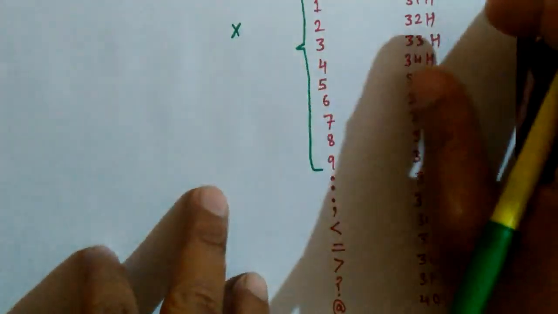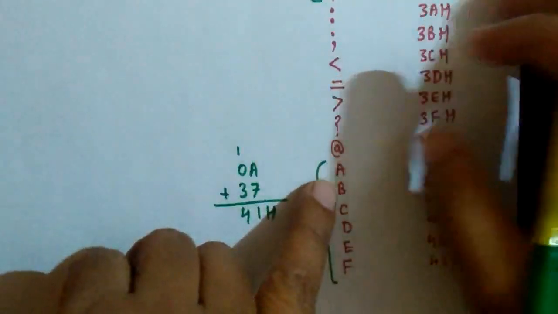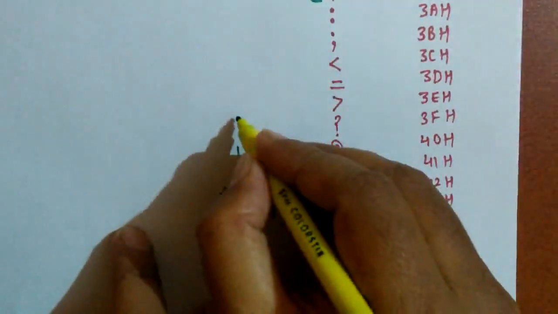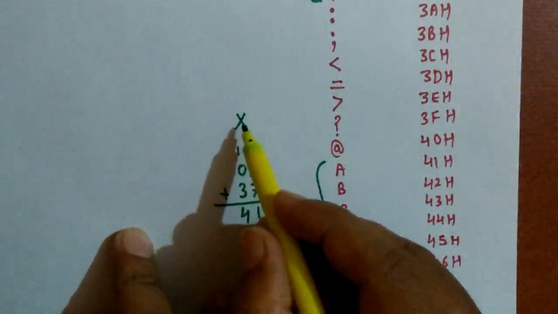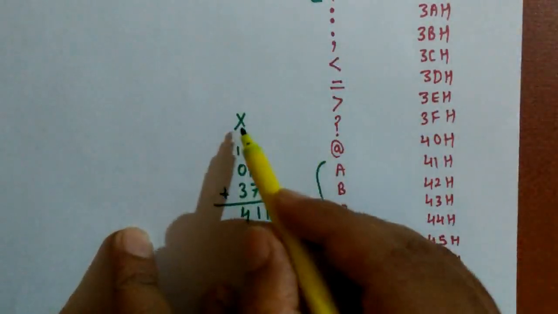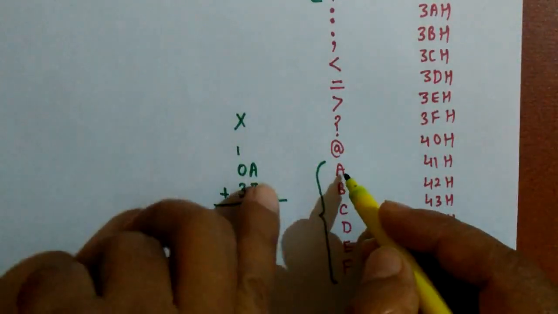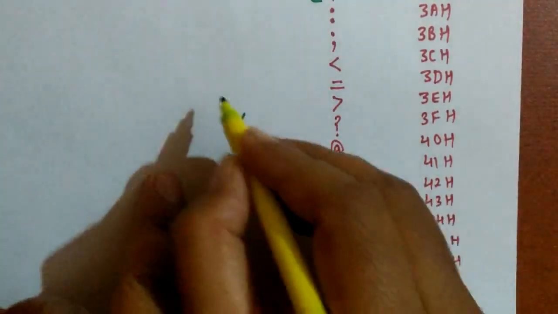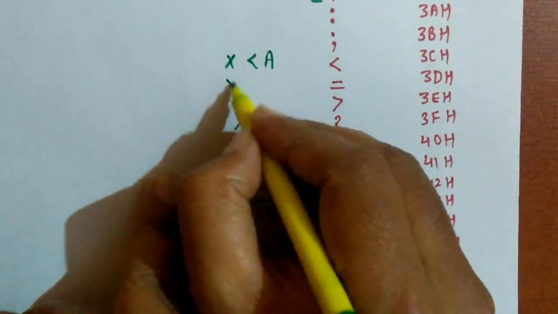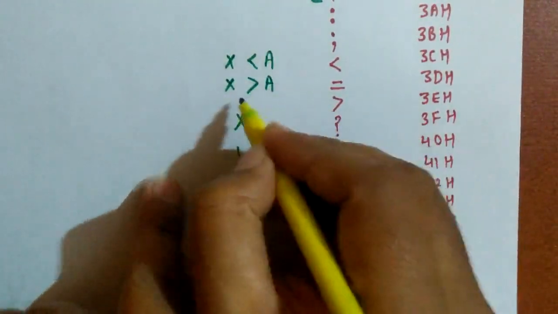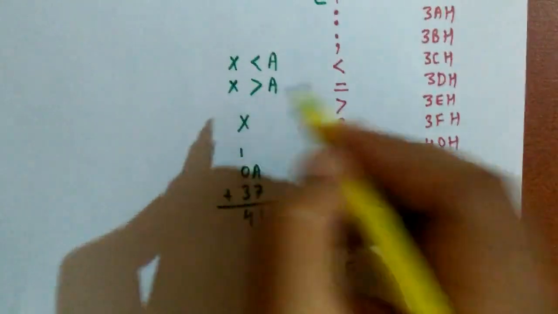In order to check that, we are going to compare the given number. If we compare the given number X with A, assuming X may be any number, then there will be cases. X may be less than A, X may be greater than A, or X may be equal to A.